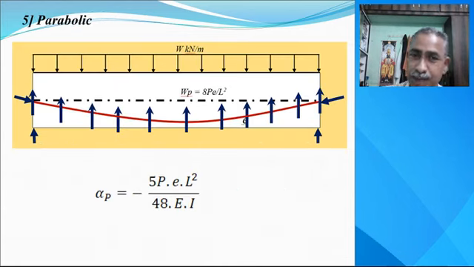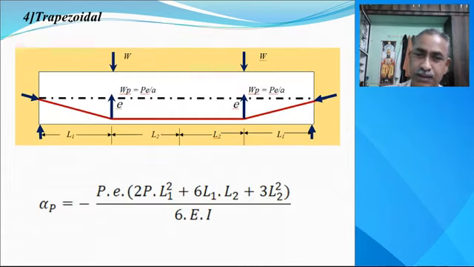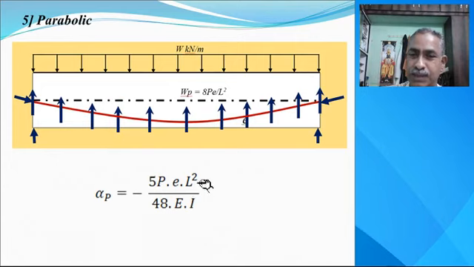If the cable profile is parabolic, if the load is UDL, generally we prefer the parabolic tendon. In that case, the deflection due to the prestressing force is equal to minus 5 PeL square divided by 48 EI. It is similar to the point load; see the previous slide. For triangular load it is minus 5 PeL square divided by 48 EI, and in circular also it is 5 PeL square divided by 48 EI, because we have considered that the maximum deflection occurs at the center.